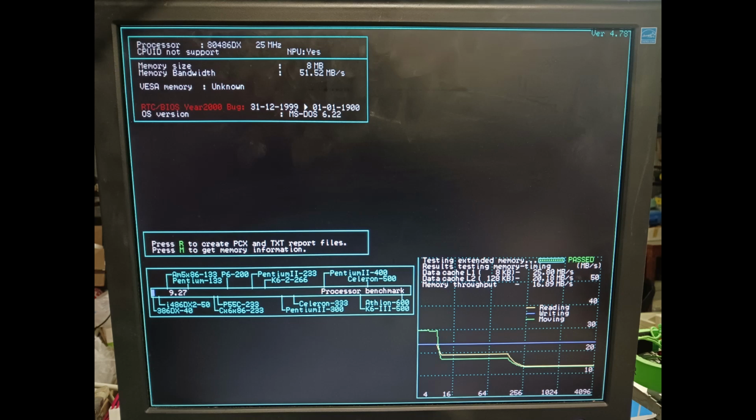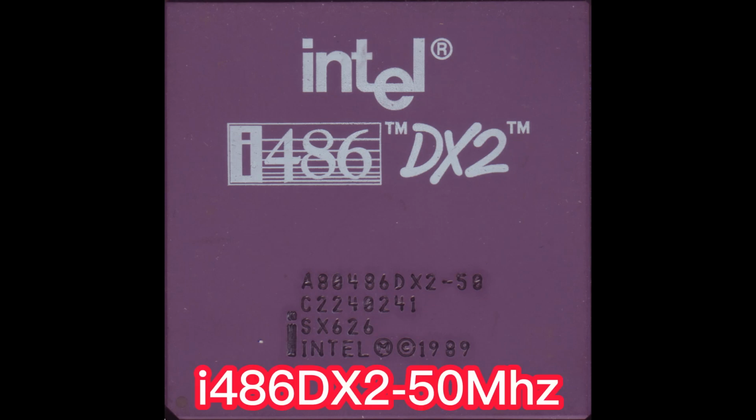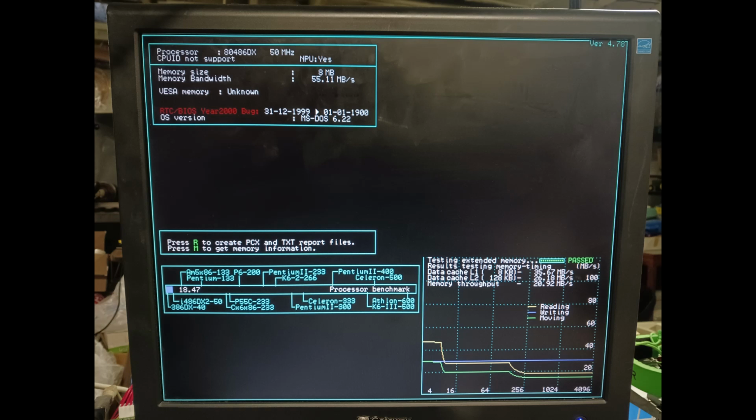And we'll move up here to the Landmark for the DX25, and as you can see here, the CPU may not have changed, but the elephant in the room is that there is actually a floating point unit score here of 188.62, which designates that there is a floating point unit in this processor, given that it is a DX. You can even see here it's an Intel 487DX. Let's move on here to the DX250, which, as Mike had pointed out earlier, is a double-clocked 25 megahertz DX.